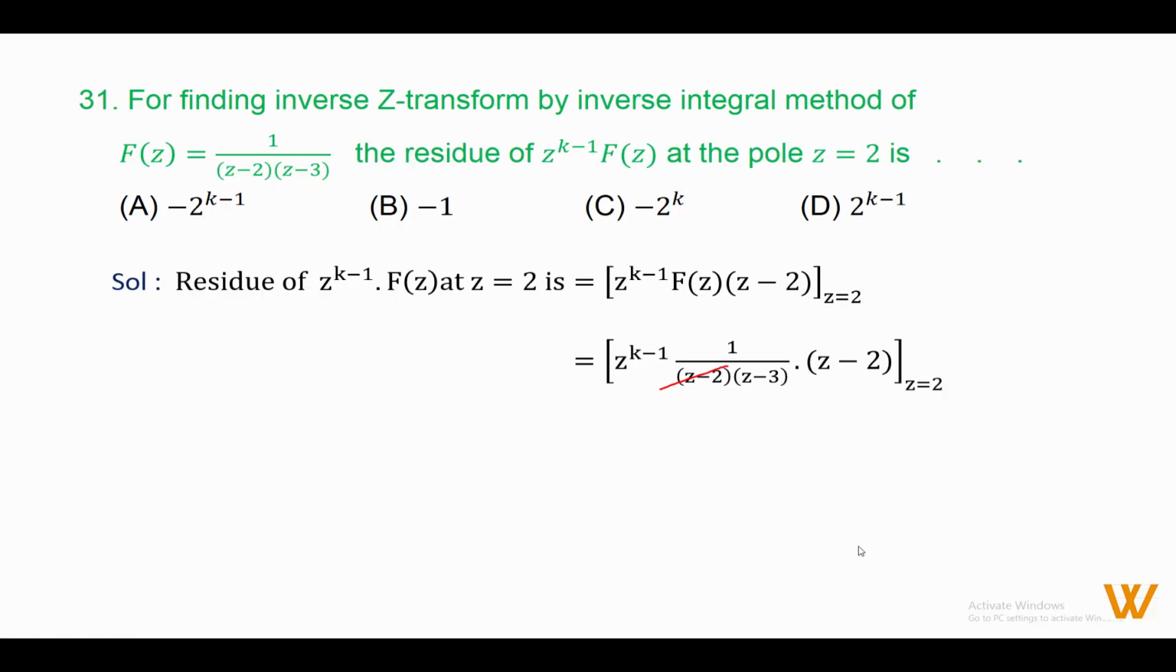Now this factor z minus 2, z minus 2 cancel. So remains only z raised to k minus 1 upon z minus 3 at the point z equal to 2. Now put the value of z as 2 here. So 2 raised to k minus 1 upon 2 minus 3, which is minus 1. So it is equal to minus of 2 raised to k minus 1. Answer is option A, minus of 2 raised to k minus 1.